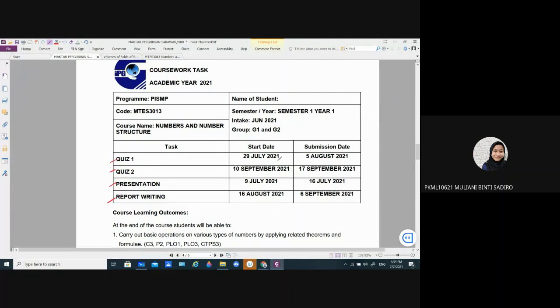Okay, quiz 1, the start date is 29 July, which means you start studying from 29 July, or you can start studying from today lah. But the quiz will be on the 5th of August. Quiz 2 will be on the 17th of September. Okay, which means you start studying from 10 September. You have that much of time to study lah.